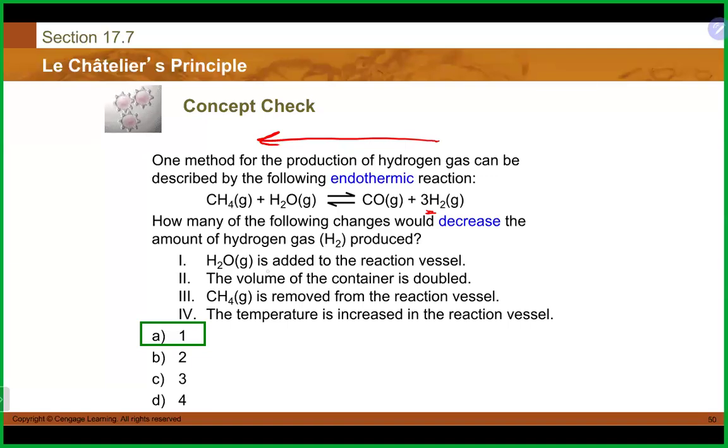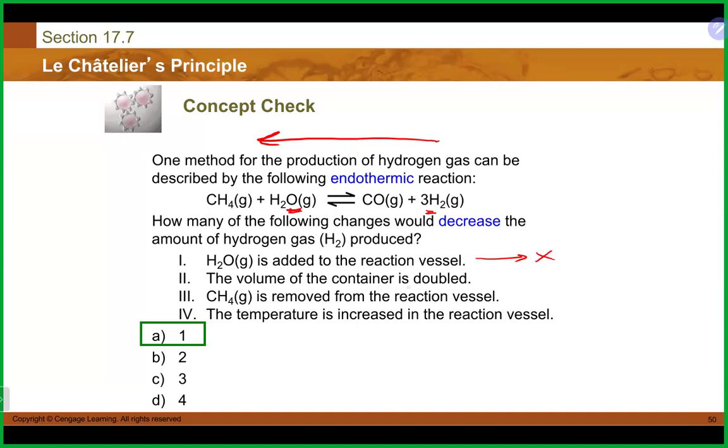If we add more water to this reaction, H2O does affect equilibrium in this form. It's not in the liquid form, it's actually in the gas form. So it will have an effect on the equilibrium. So when we add more water, it's a reactant, it should shift away. So it would shift to the right. So that would not do it.